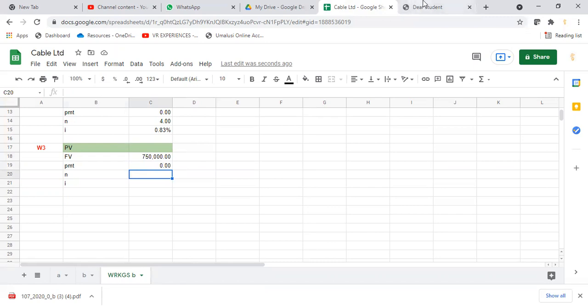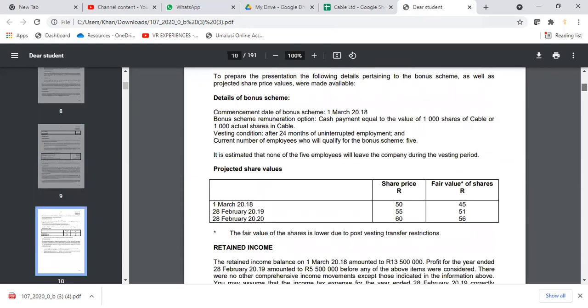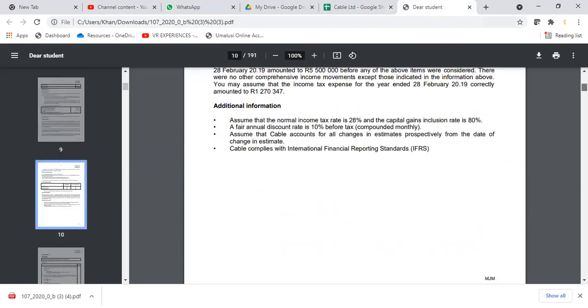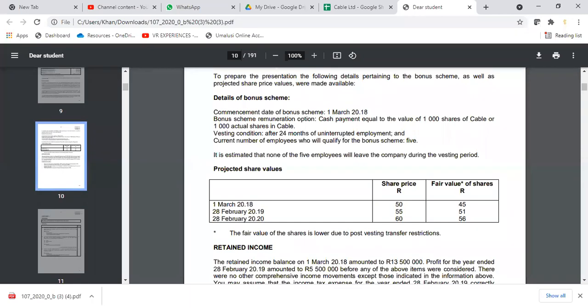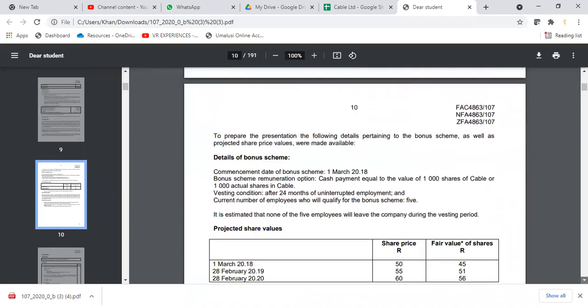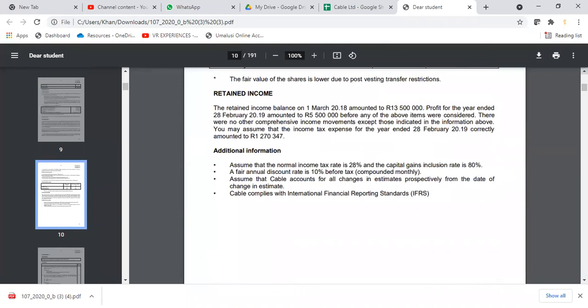Let me just check something here quickly. Here we're just working in years, so there's no need. Let me just quickly see the discount rate. If you go to the discount rate, it was 10%. Where was that discount rate now? In the additional information, the discount rate was given to us as 10%, I think, compounded monthly. That is why we need to convert.